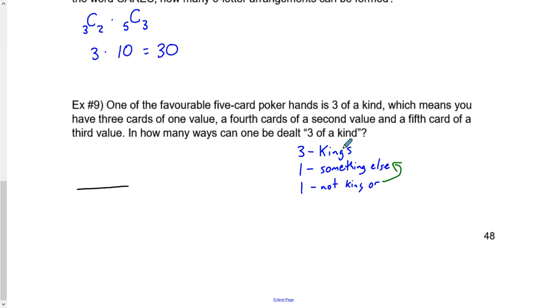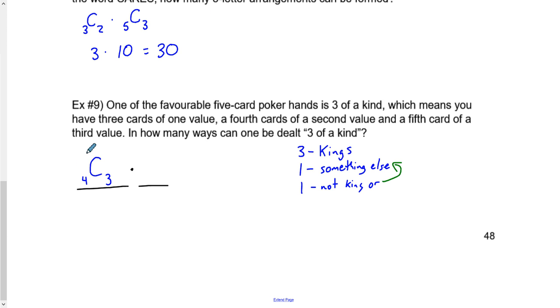So if we're talking about just kings, how many kings are in a deck? Hopefully you're able to answer that there's 4. Now it doesn't matter whether you have the spades, clubs, and hearts, or you have clubs, hearts, spades. It doesn't really matter because that's why we're going to use combinations. Now we're going to have to multiply it by something else. We have to have something else here.